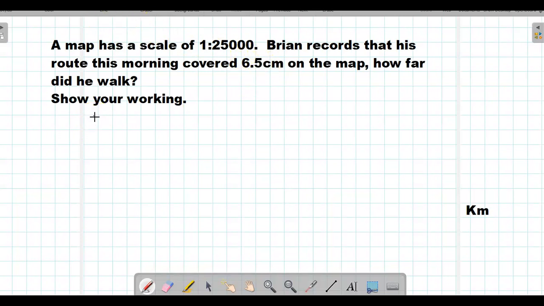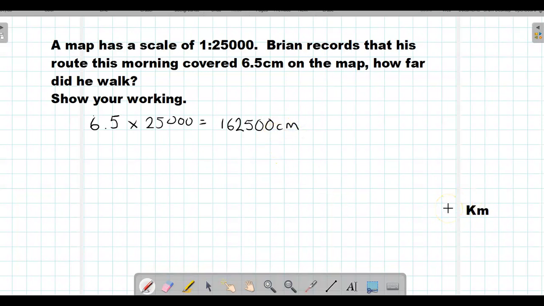So to work out how far he's gone in terms of centimetres using this scale, I'd do 6.5 times 25,000. Again, I could use a calculator on this question, so that's absolutely fine. My answer when I type that in comes in at 162,500. But of course, this is in centimetres and they want the answer in kilometres.